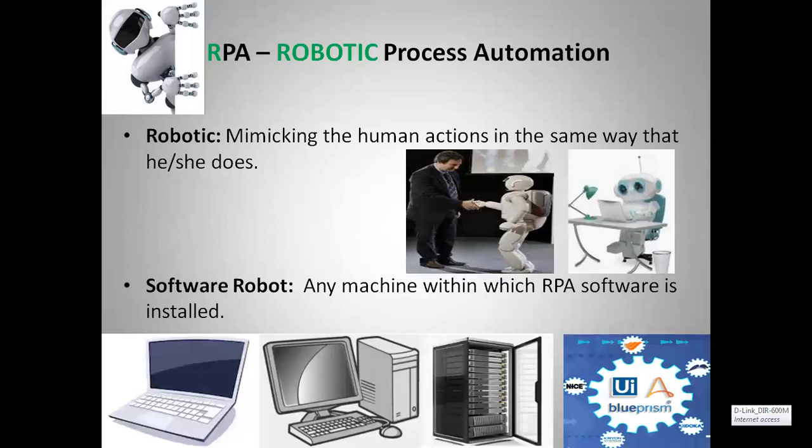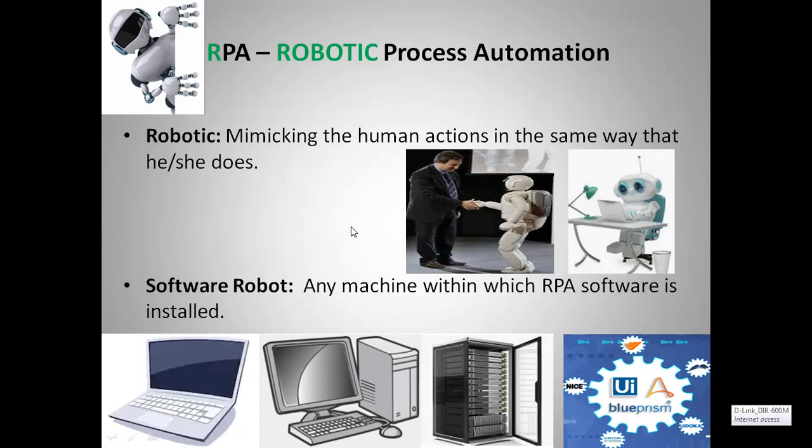RPA stands for Robotic Process Automation. So what is robotic in here? Mimicking the human actions in the same way that he or she does is said to be robotic. If you look at this picture, a physical robot is mimicking the user action called shake hand, right? And it can even answer the questions asked by the humans, right? So the physical robots are programmed in such a way to act like human beings and work like human beings, right? But in RPA context, robot means not a physical robot, it's a software robot.